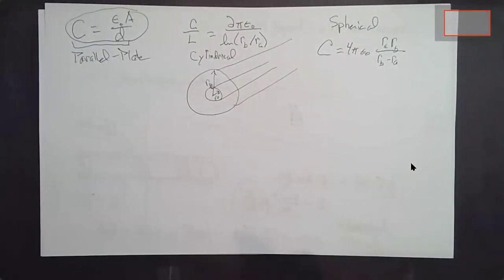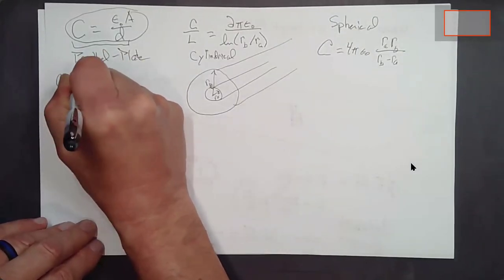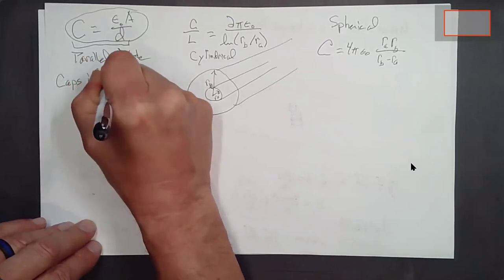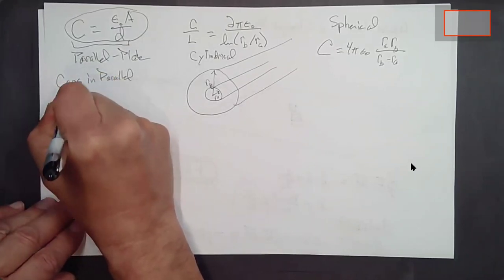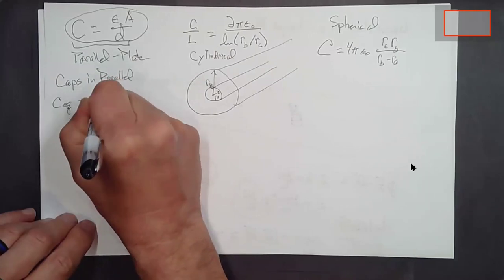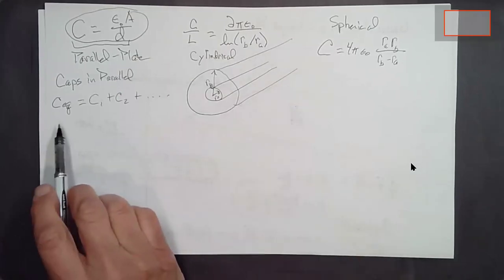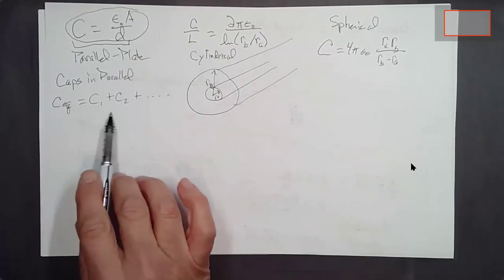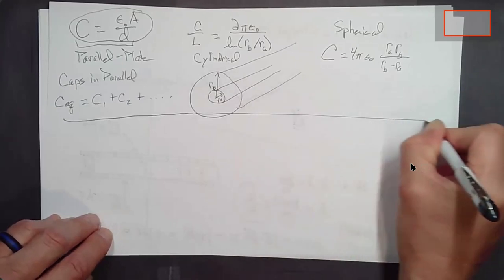Okay. One other thing I wanted to consider here was last Thursday we looked at capacitors in series, and no, we looked at capacitors in parallel. And for capacitors in parallel, and I'll just write this caps in parallel, we end up with the equivalent capacitance equaling C1 plus C2 plus ... however many you happen to have in parallel. So capacitors in parallel add like resistors in series. Let's take a look at capacitors in series.